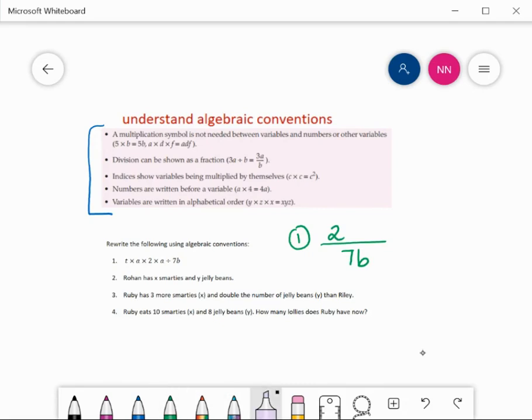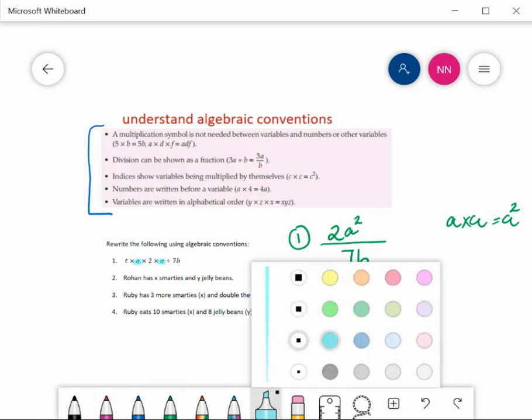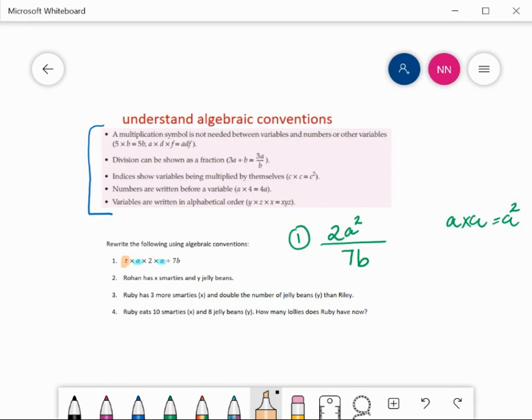We can see that a is multiplied by itself twice. If we remember, anything multiplied by itself twice is simplified as a squared. So that becomes a squared. Then we have another letter still in the numerator, which is letter T. So all of that is also multiplied by T. We don't write the multiplication sign, just the T. So that whole expression is simplified to 2a squared T divided by 7b.